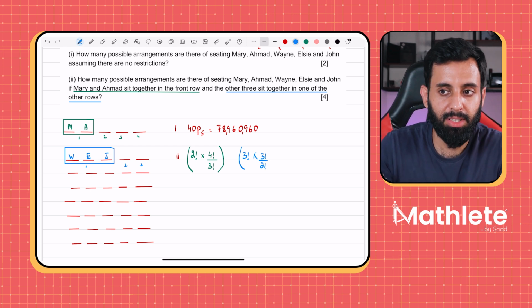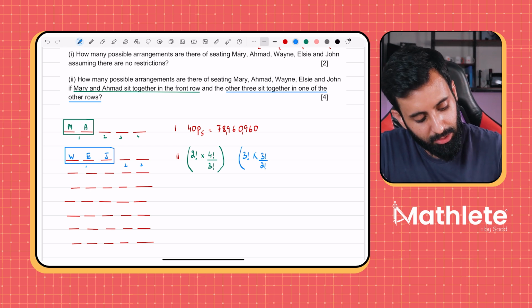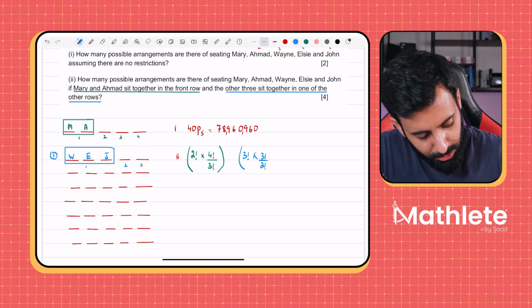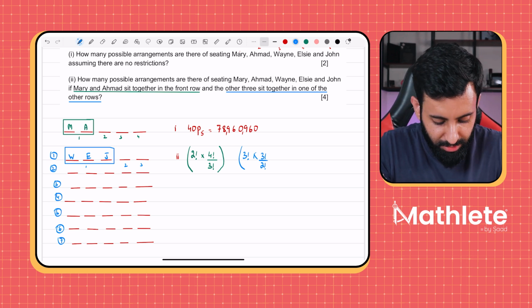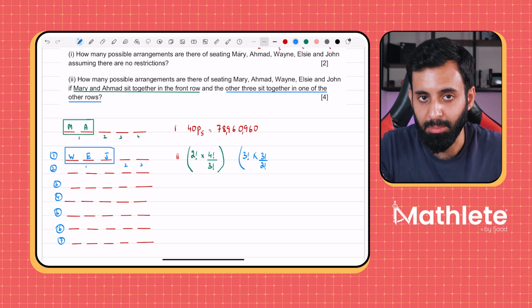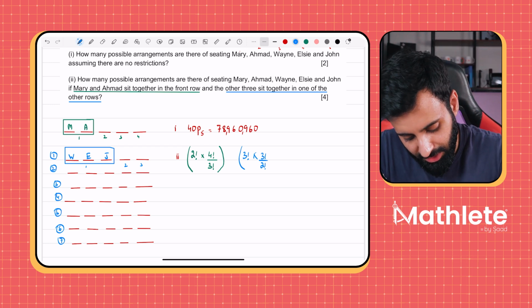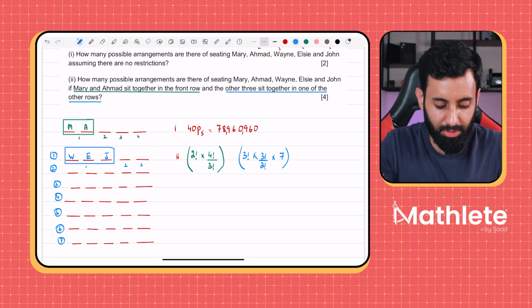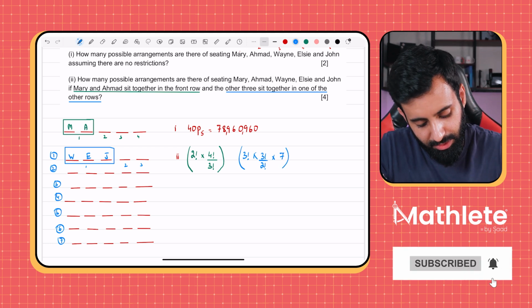But the question does not say that they're going to sit in the row that is right behind Mary and Ahmed. So if you think about it, they have how many rows to choose? They have 1, 2, 3, 4, 5, 6, and 7. So they have 7 rows to choose from. So whatever this is equal to will be multiplied by 7, because this is for one row and there are 7 different rows to choose from. Whatever options they have for one row, they have for all of the remaining rows, and there are a total of 7 rows.